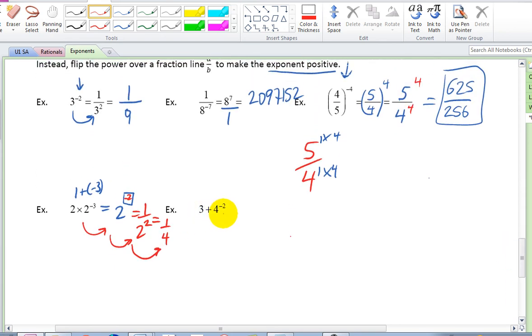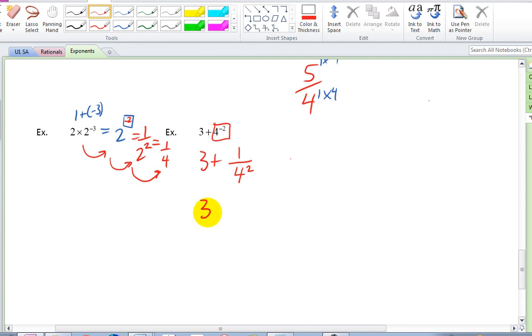Try this next one. 3 plus 4 to the negative 2. So you need to fix this first. Go ahead. So it becomes 3 plus 1 over 4 squared. Sorry, jumped the gun there. 3 plus 1 over 16, which is 3 and 1/16. Right? So much better.